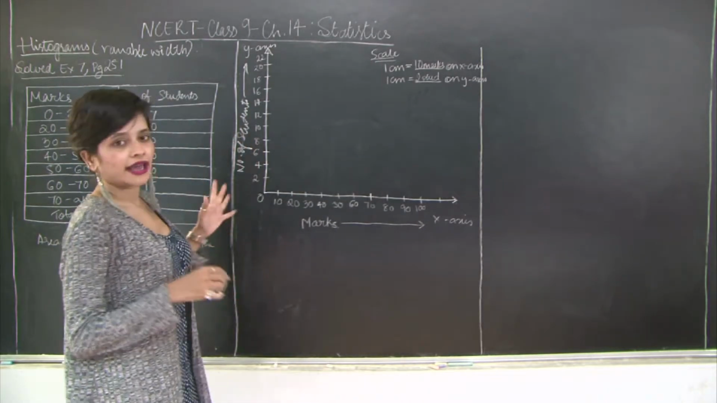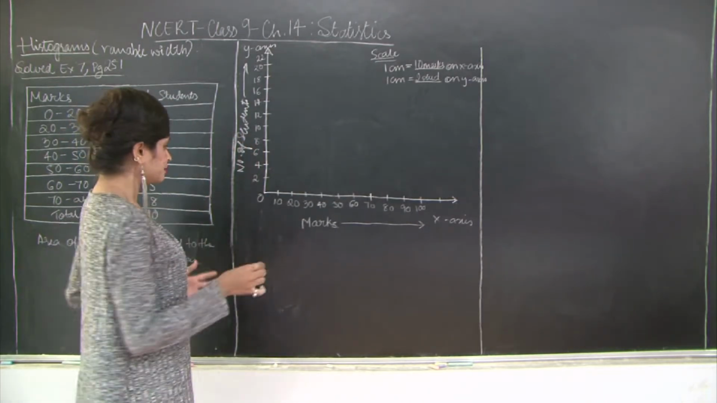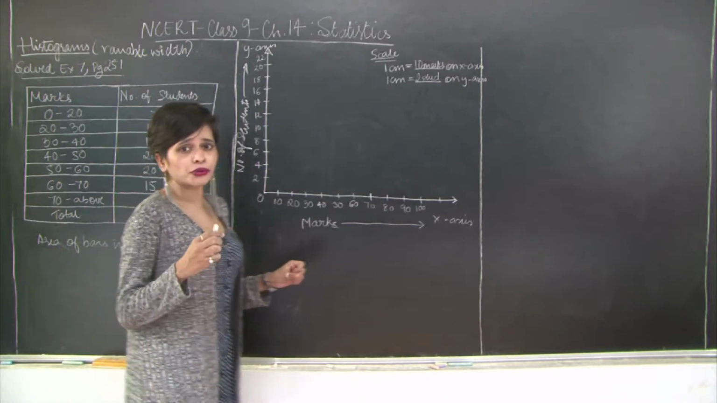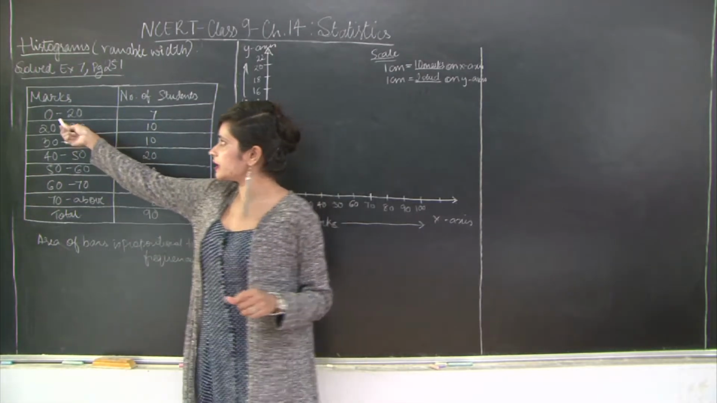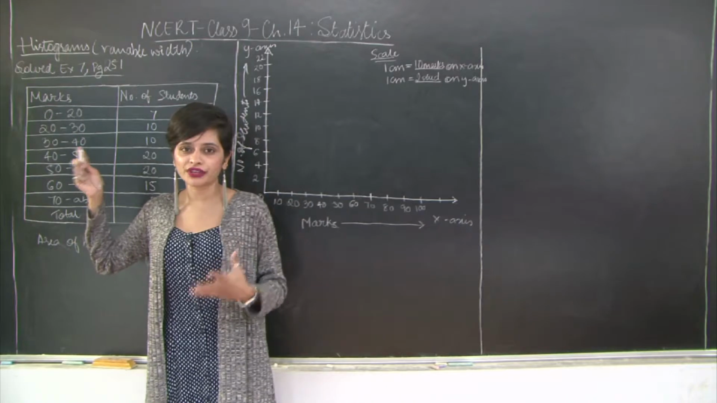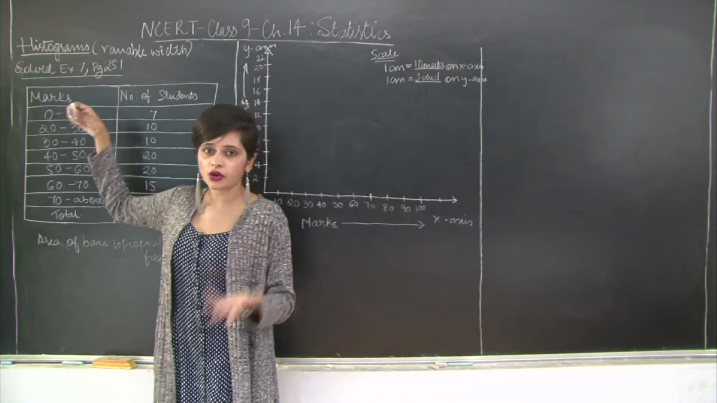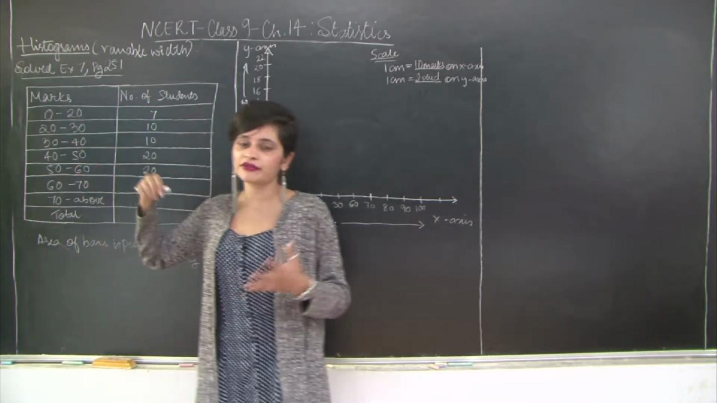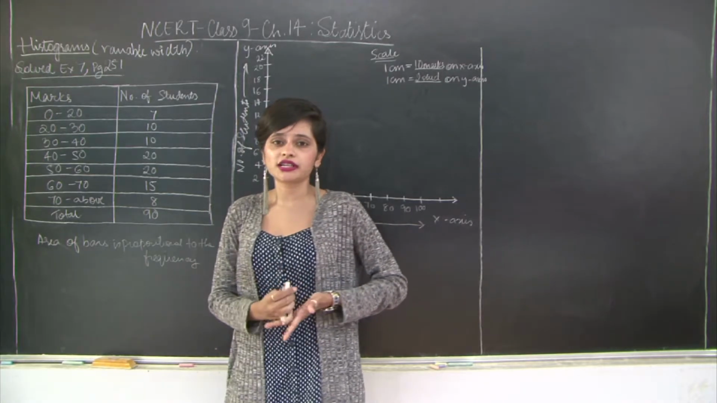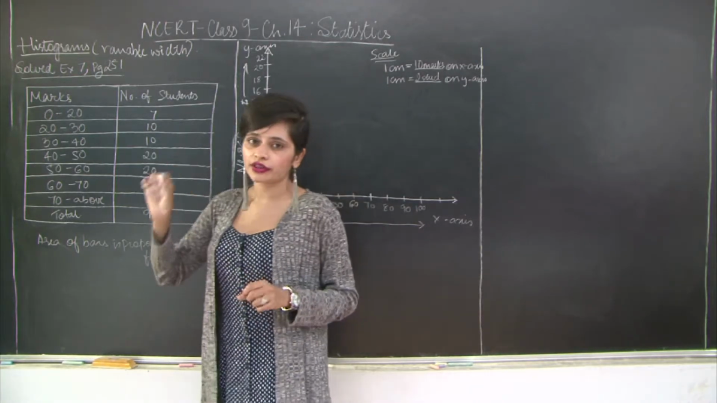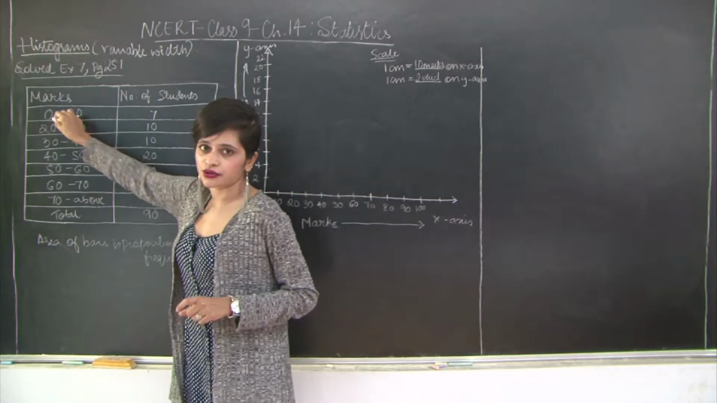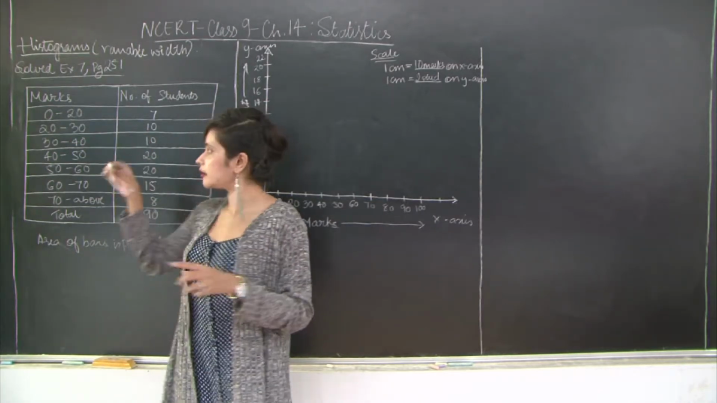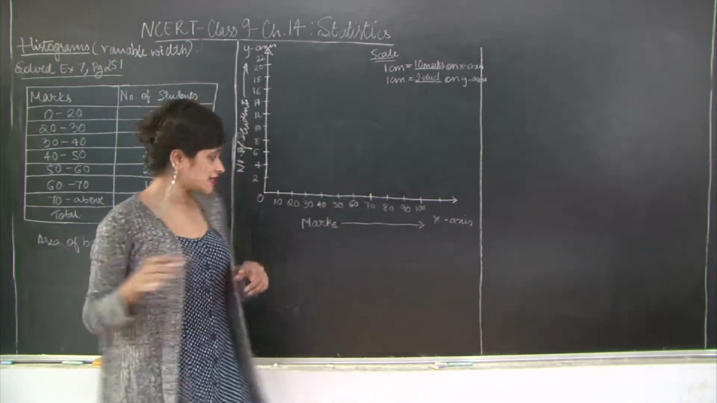Now let's go ahead and draw the histogram. If you notice, our class interval is starting from 0. So there is no need of a kink because it's already starting from 0. Just in case it would have been from 20 to 30, 30 to 40 and so on, then we would have drawn the kink. But since we have the starting as 0 to 20, there is no need of that break. So 0 to 20, there are 7 students.